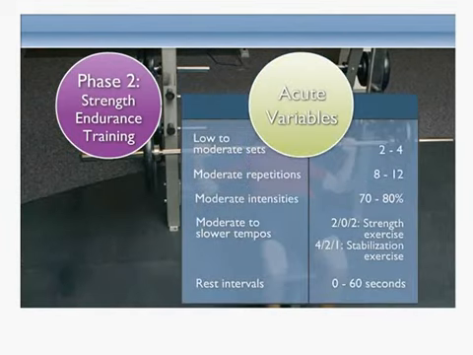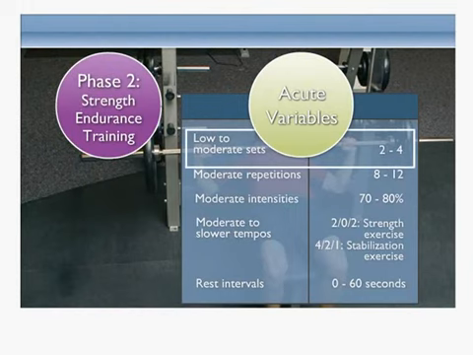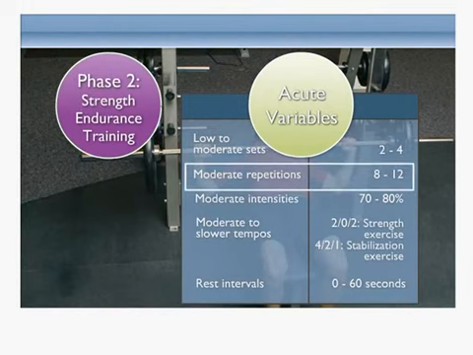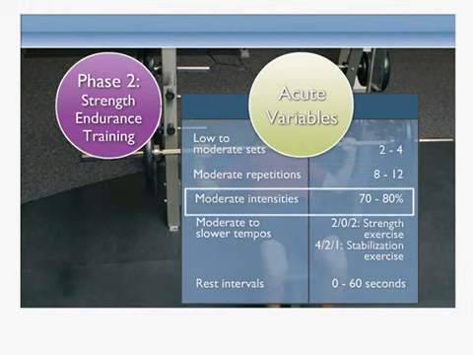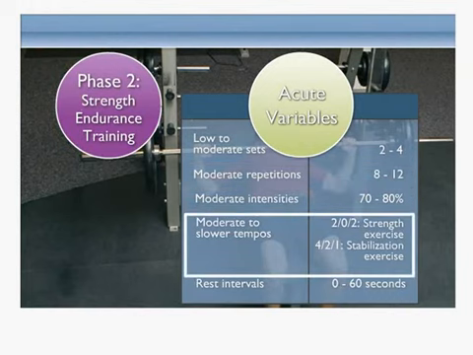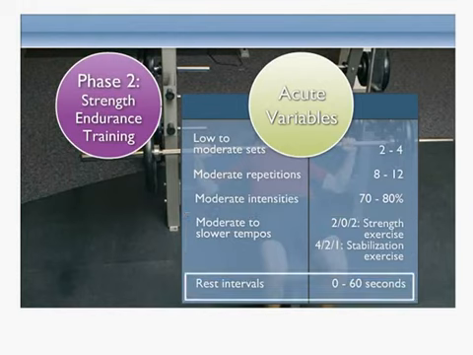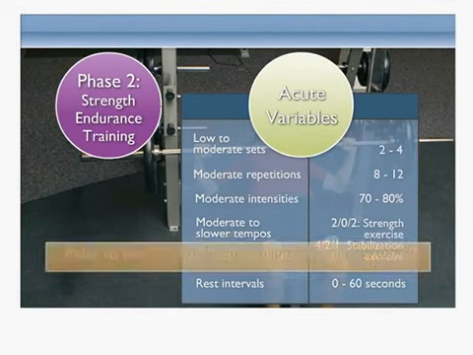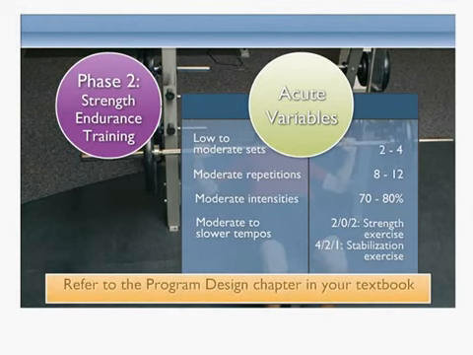The acute variables used at this phase of training would include low to moderate number of sets, 2 to 4, moderate repetition range, 8 to 12, moderate intensities, 70 to 80%, and exercise is performed at both a moderate and slow tempo, 2-0-2 for the strength exercise and 4-2-1 for the stabilization exercise. The rest intervals would last between 0 seconds if performing a circuit to 60 seconds after each superset. Refer to the Program Design chapter in your textbook for the complete acute variable table for this phase of training.